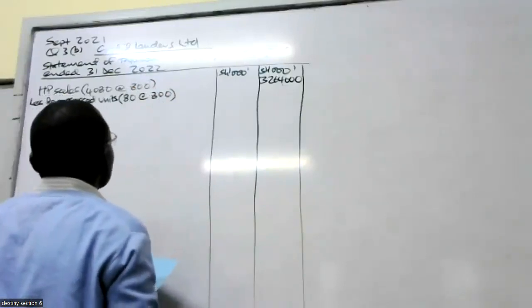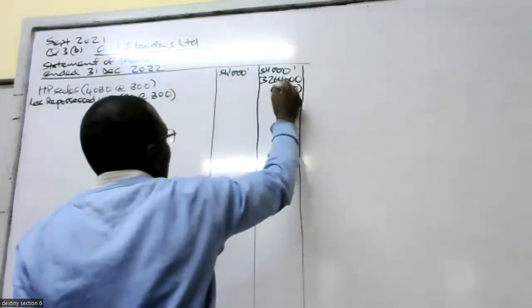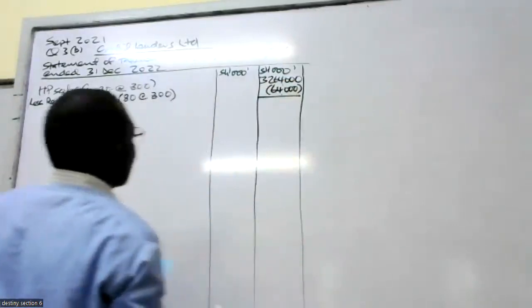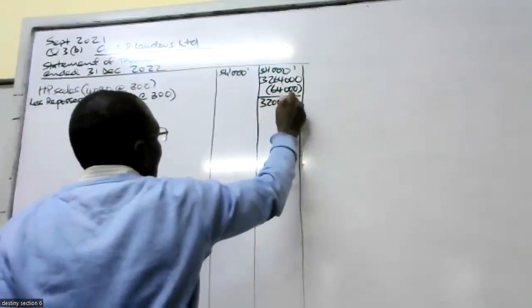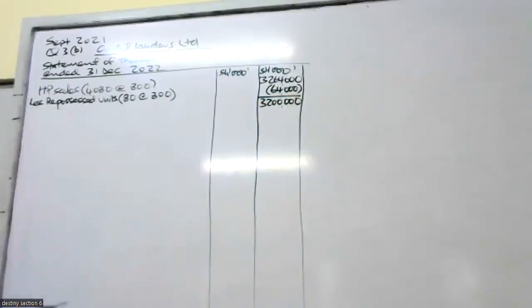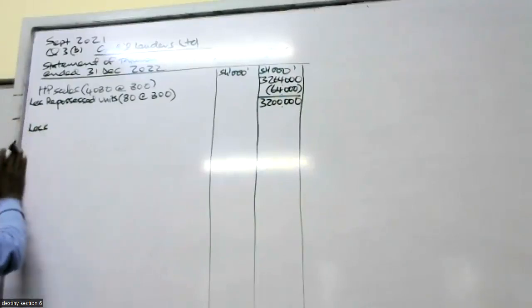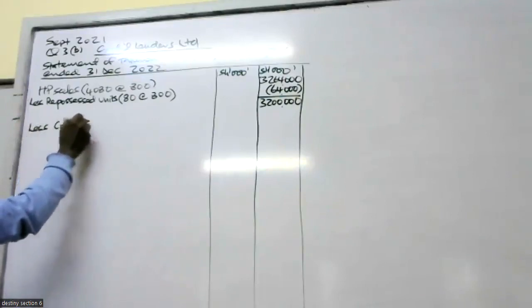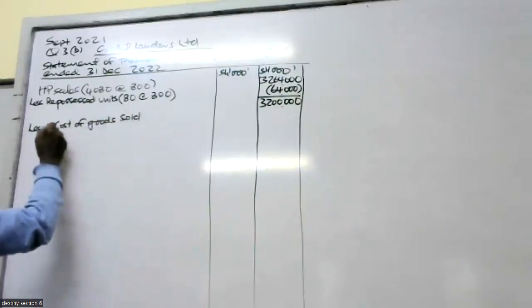So this looks like 64,000. This is to deduct the repossessed units, so that you only work with the units that were with the customers, but we'll work out the profit or loss on repossessions separately. So this will prepare the profit and loss for the units that are with the customers. So we say there's cost of goods sold.